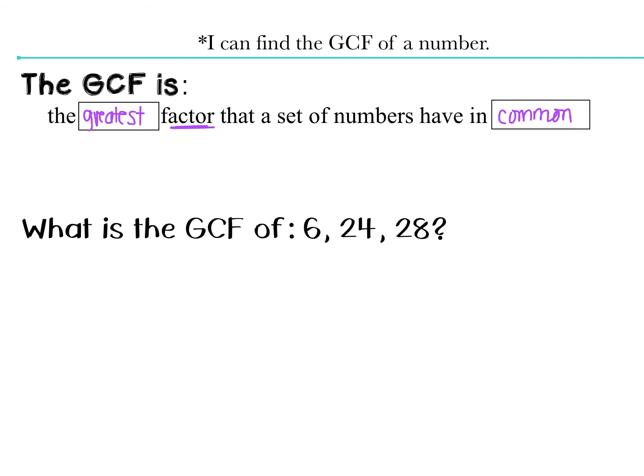So if I were looking for the GCF of 6, 24, and 28, the first thing I'm going to do is list out the factors.